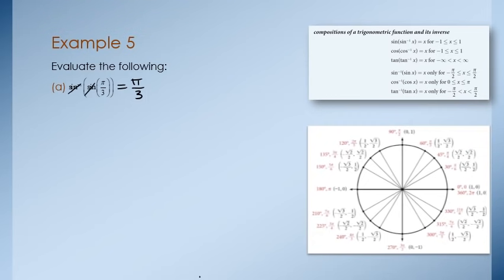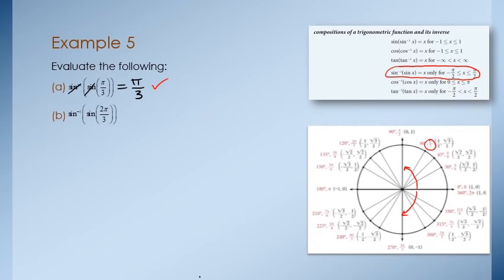Now, there is a restriction on this. I have to make sure that that answer of pi over 3 for the sine is within my restricted domain. This was a sine inverse of sine, so that matches with this fourth statement. I can only make that statement about pi over 3 if pi over 3 is between pi over 2 and negative pi over 2. And since it is, then I am good to go.